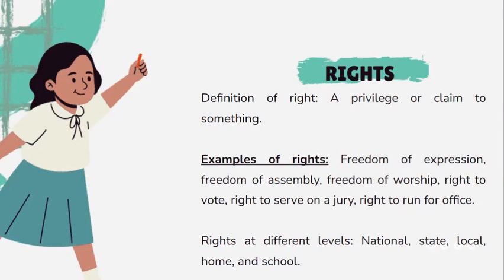So a right is a privilege or claim to something. Some examples include our freedom of expression, freedom to assemble, which means freedom to gather in one place, freedom to worship, or freedom of religion, freedom to vote. We have the right to serve on a jury, and we have the right to run for state, local, or federal offices. There are different rights at different levels. So we do have those national, state, local, home, and school levels. One of the ways we participate in this in our school is through student council.